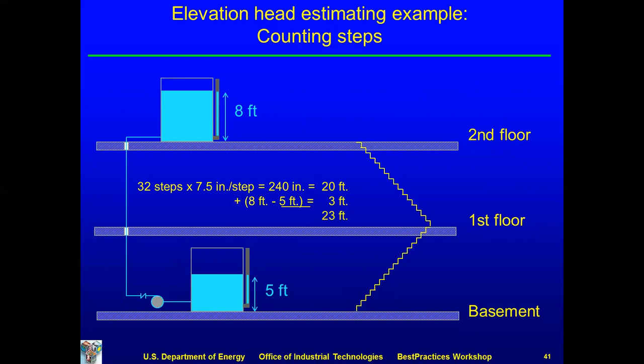And then if you look on the second floor, the fluid level in the discharge tank is 8 feet above floor level, so that adds 8 feet. But the suction tank level is 5 feet above the basement level, so that subtracts 5 feet. So overall, our static head is 23 feet here, and that's assuming that those tanks are open to atmosphere, or they have the same gauge pressure on the top of both fluid surfaces.